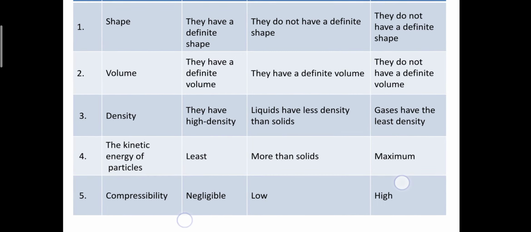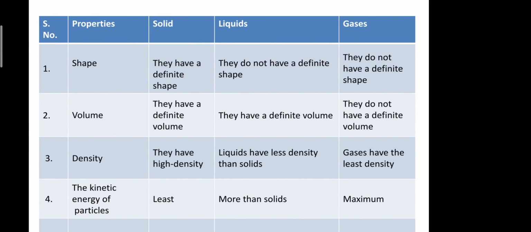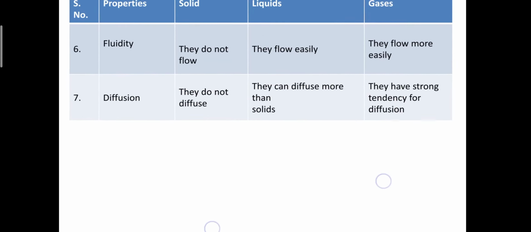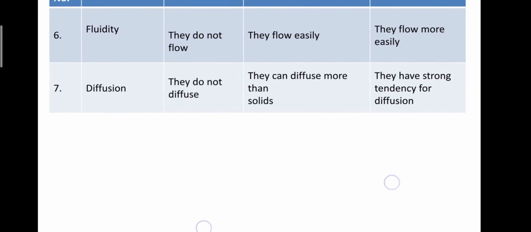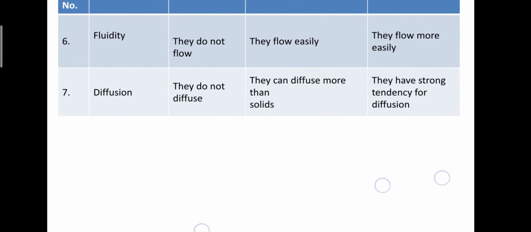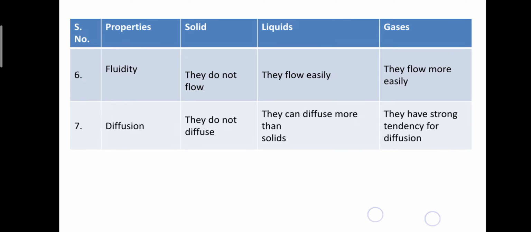Comparing compressibility, compressibility in solids is negligible, compressibility in liquids is little low, and it is very high in the gaseous state. Then coming to fluidity. Solids do not flow, we all know. It needs a base of mostly liquid to flow. Liquids can flow easily, and gases can also flow easily. Coming to diffusion, solids do not diffuse, liquids can diffuse a little more comparatively to solids. Gases have a high tendency to show diffusion.